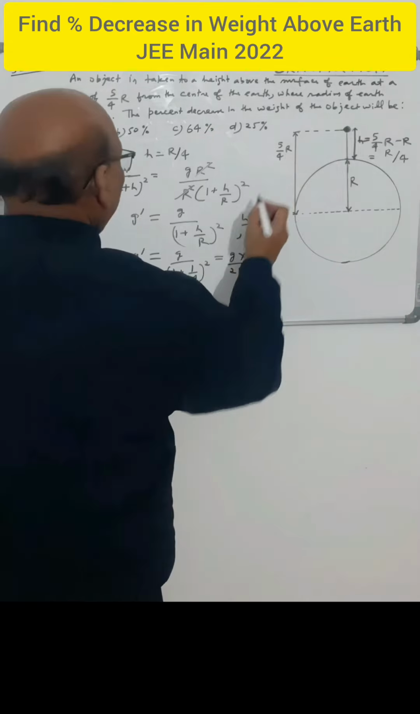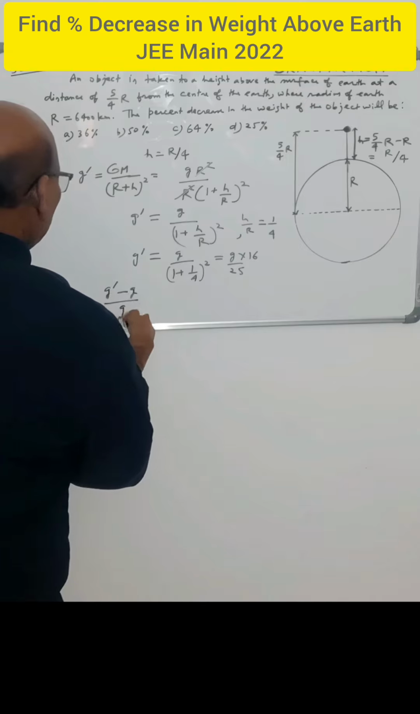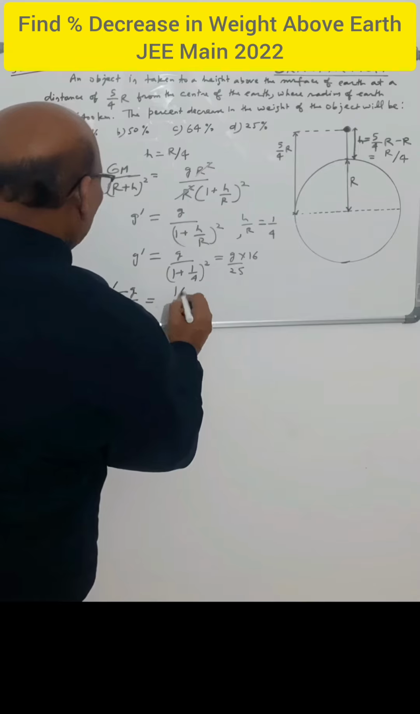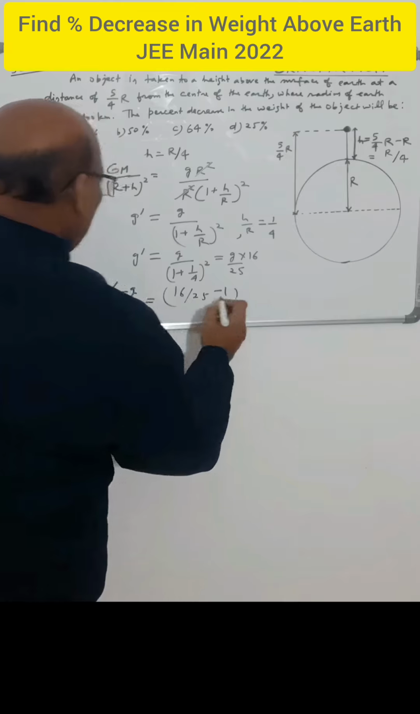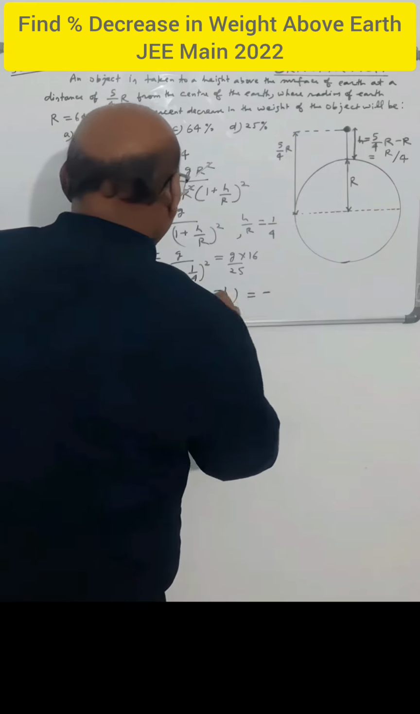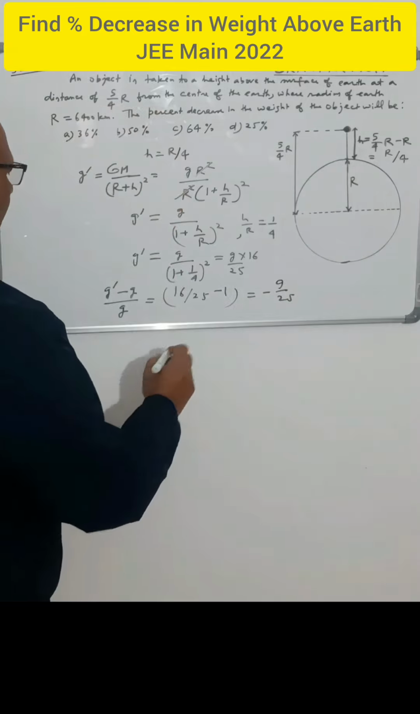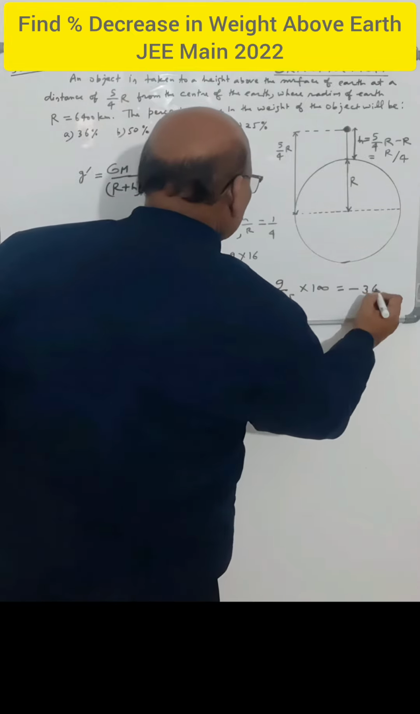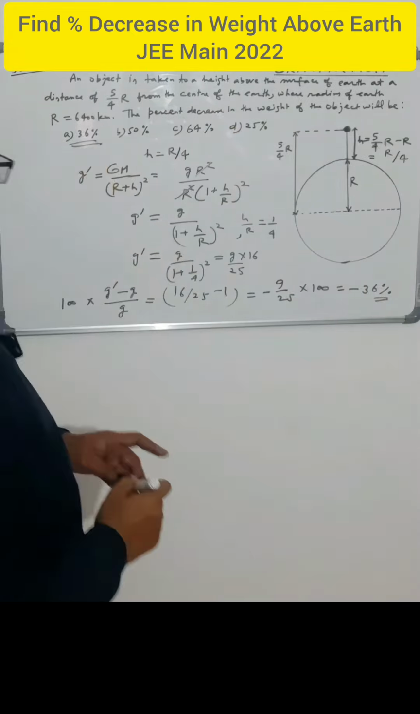Now we have to find the percentage decrease in weight, that is the percentage decrease in g, which is (g prime minus g) upon g, the percentage change in g. So the g will get cancelled out, and it will be 16 by 25 minus 1, so this will be minus 9 divided by 25. In percentage, if we multiply by 100, we get the percentage change in the value of g, that will be minus 36%. That means the value of g will decrease by 36%. So option A is correct. Thank you.